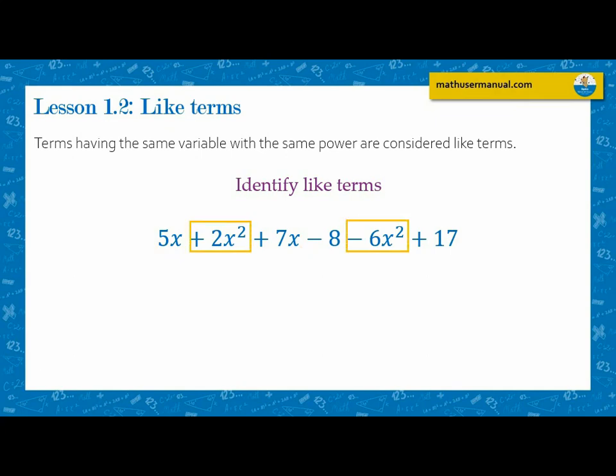For example, 2x squared is a like term with the negative 6x squared because they both have a variable of x, and they both have a power of 2. And then the constant terms, the terms without variable, these are also like terms. And this is how we identify like terms. We make sure they have the same variable and the same power.